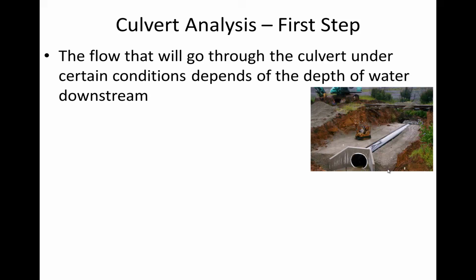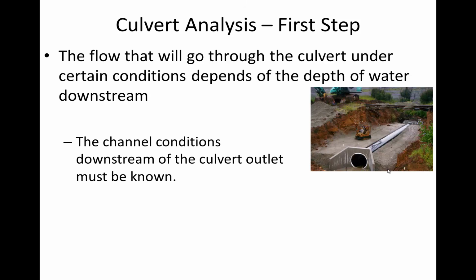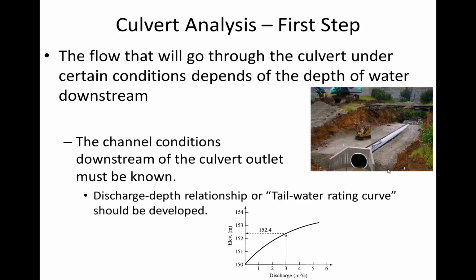So you may be needing to find the normal depth of flow in the channel downstream to know whether the outlet of the culvert is going to be submerged or whether the water will be flowing out of the culvert and not bumping up against the submerged flow downstream. And the tailwater rating curve is what tells you for a certain flow rate how deep the flow is going to be in the channel downstream.